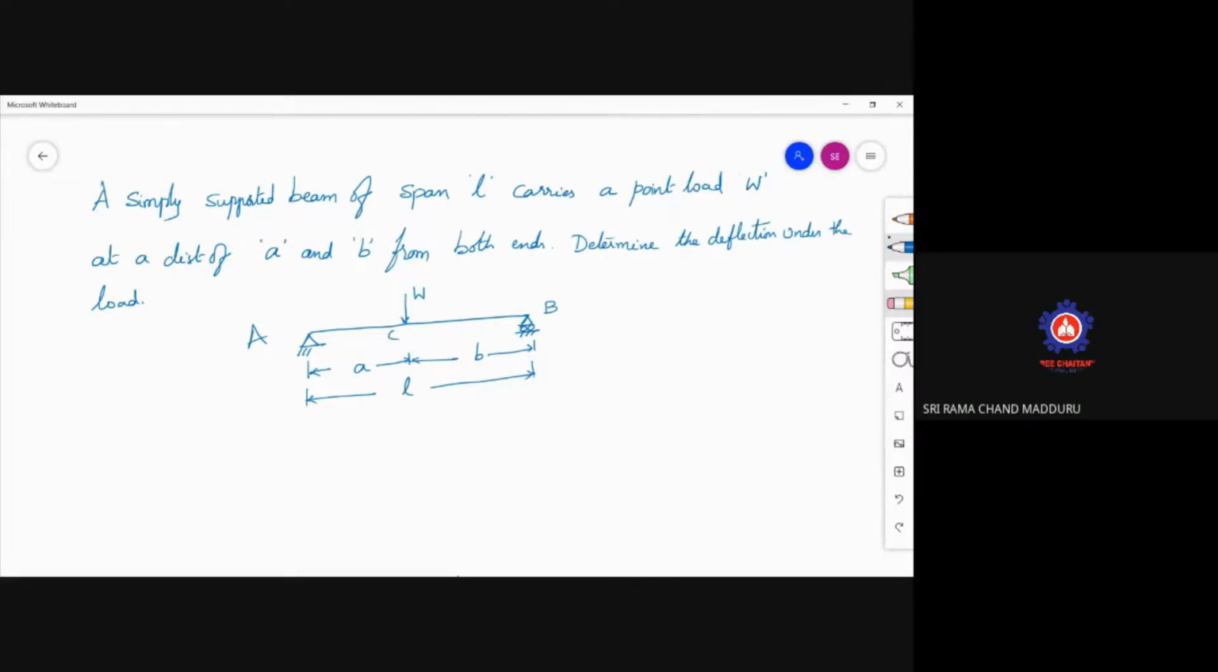For this, first of all, we will calculate the reactions of this beam. To get the reactions, draw the free body diagram. The free body diagram is nothing but replacing the supports with the unknown reaction forces. Here at A, as there is no horizontal force at this hinged support, only one vertical reaction is there. At the roller support, one vertical reaction is there. This is A and B. The total length is capital L.